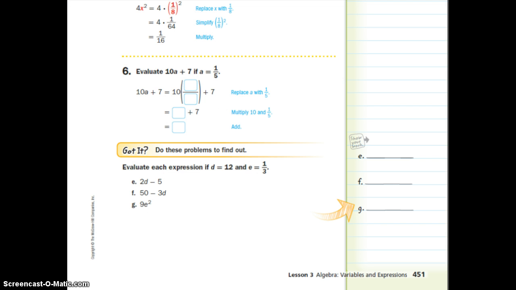In example number 6, I have 10a plus 7 if a is 1/5. And again, it's not 10 and 1/5. It's 10 times 1/5. I'm going to go ahead and put the 10 over 1. And 5 goes into 10 2 times. So now I have 2 plus 7, and I get the answer 9. So again, as you're evaluating these, set them up with substitution using parentheses or the multiplication dot so that you know you're multiplying when you do not see an operator.